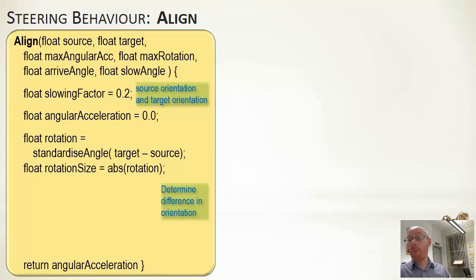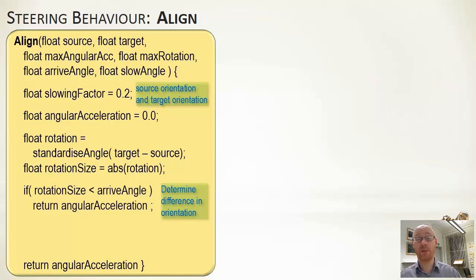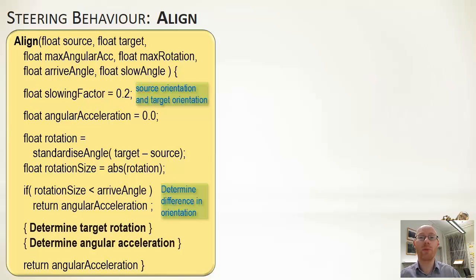If the amount of rotation we have to do is less than the arrival angle, in other words, we're sufficiently close that we're happy, we simply return our angular acceleration of 0. We don't do anything. Other than that, we want to determine how fast we want to rotate, and then return what angular acceleration will give us this rotation. So it's quite similar to arrive.